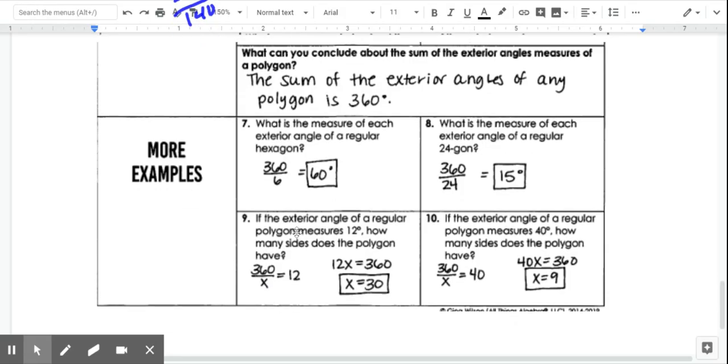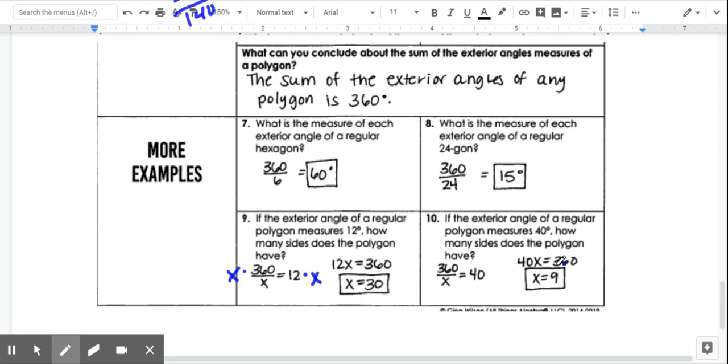If the exterior angle of a regular polygon measures 12, how many sides does the polygon have? So this time, we know that each exterior angle is 12. We don't know how many sides it has, but we do know that the sum has to be 360. So we're going to set it up the same way as this. This time we just don't know the number of sides. So 360 divided by x equals 12. We solve that by multiplying by x on both sides. And then flip the equation around. So we have 12x equals 360, then divide by 12, x equals 30.